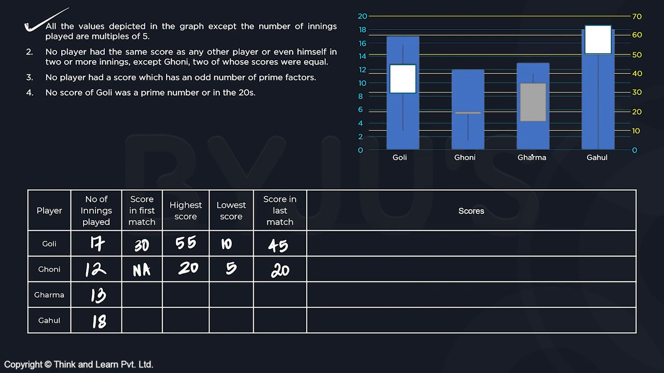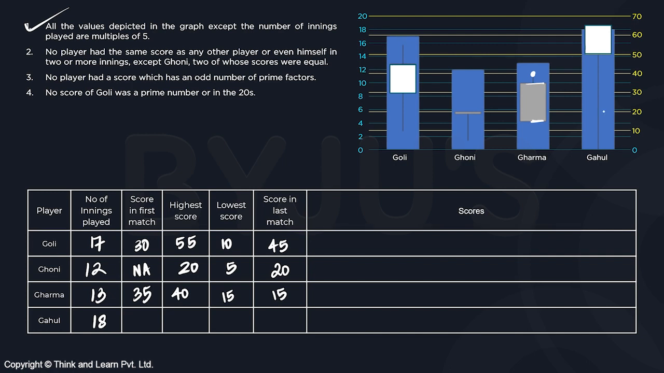Let's look at Gharma now. Gharma has played 13 innings. For the score in the first match, since it is gray in color, his first match score will be larger. So it's going to be the top edge, this part, which is between 30 and 40. So this results in 35. His highest score will be the tip, which is going to be 40. His lowest score is the value between 10 and 20, which is 15. And the score in the last match will also be the same, 15. So in the last match, he scored the lowest.